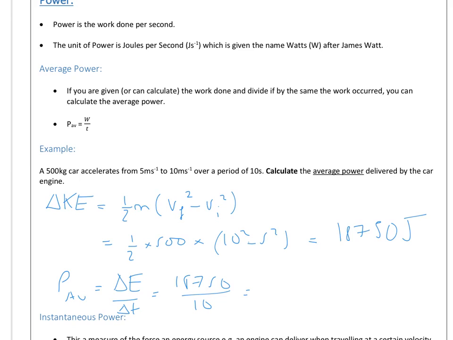So just take off the 0. That's 1875, to 2 significant figures. That's going to be 1.9 times 10 to the 3, and the unit is the watt. That's average power.